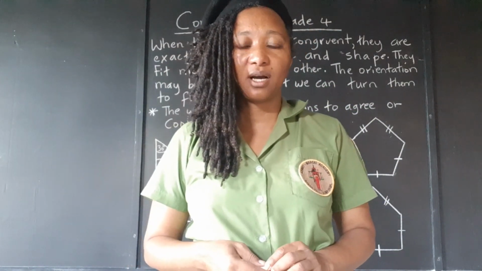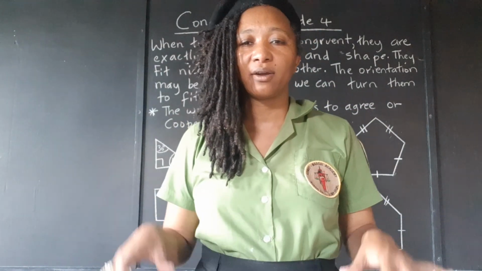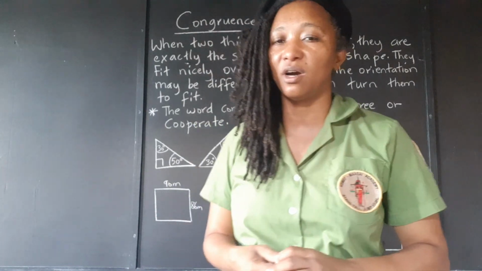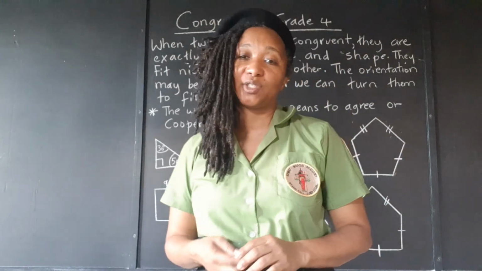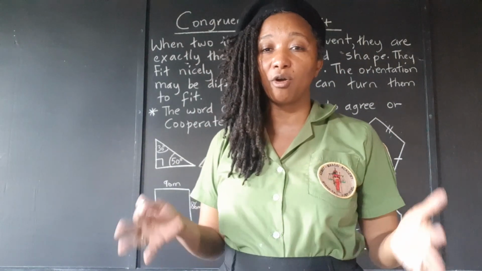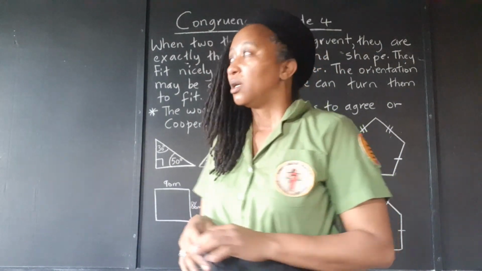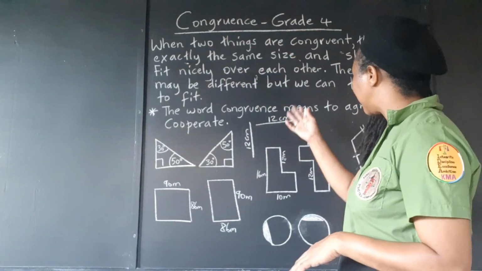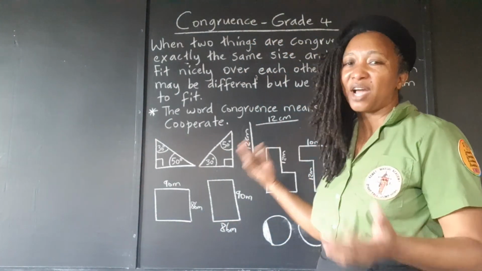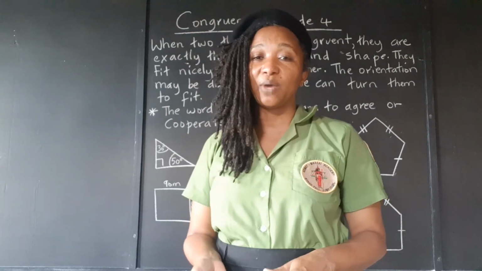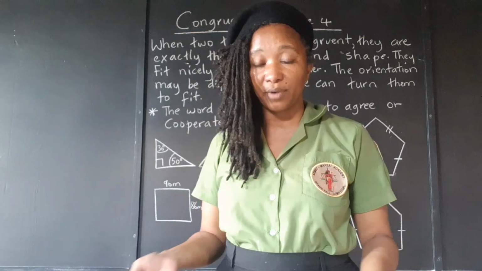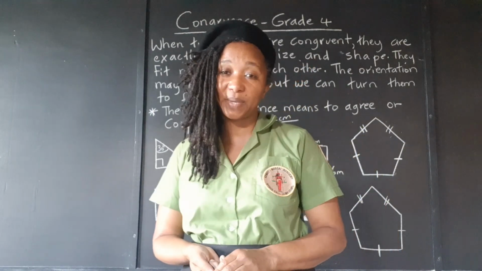Good morning, scholars. We're going to be doing a quick video, a real quick video on congruence. What do we mean when we say that two or more things are congruent? The word congruence means to agree, to cooperate, to get along, right? That's the meaning when we use it as a word regularly when we're speaking.